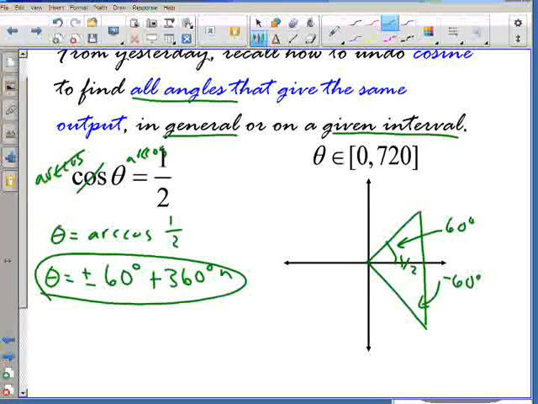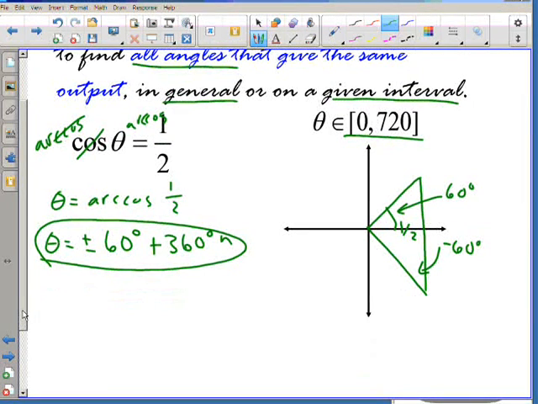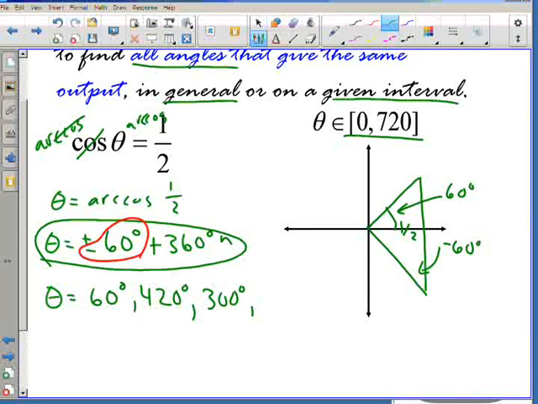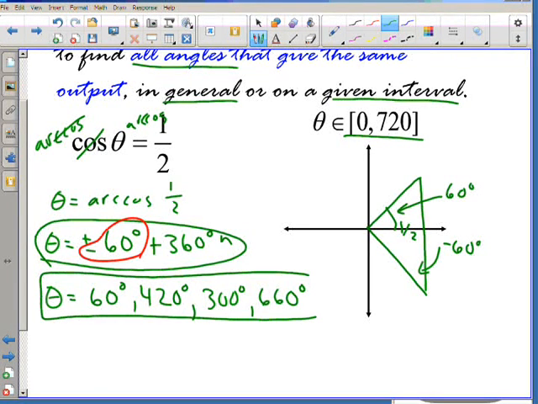But they ask in this problem for all solutions from 0 to 720, so we use this general solution to generate a bunch of values that are in that interval. And 60 obviously is, if you add 360 to 60, you get 420. That works. If I add 360 again, I get beyond my interval. Now negative 60 doesn't work, but if I add 360 to that, I can get 300, and adding 360 again gives me 660, and that would be my answer for this problem.